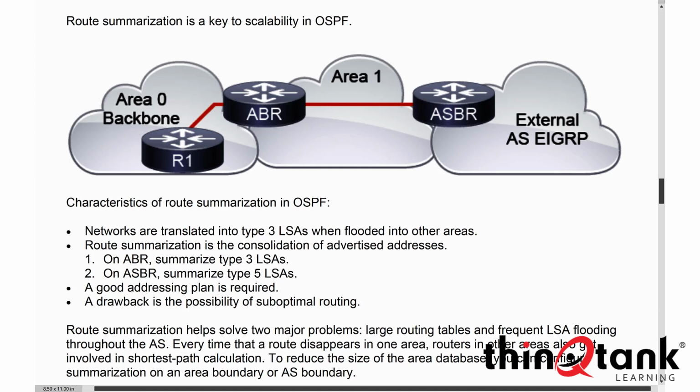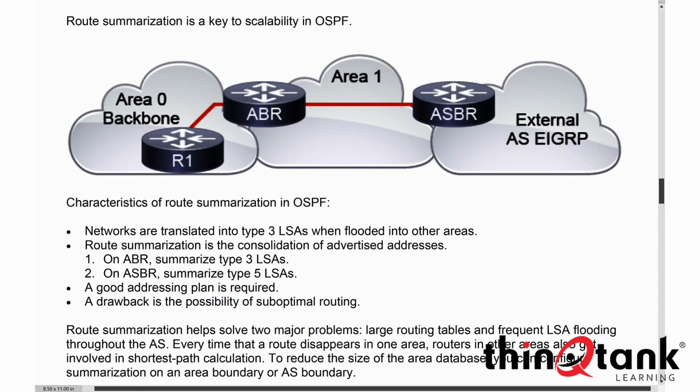Now, in order for summarization to be effective, and in order for us to be able to effectively implement summarization, we have to have contiguous address space, meaning that networks A, B, C, and D might have to be in area 0, and networks E, F, G, and H would be in area 1, and they would be represented numerically in order, so we don't have discontiguous subnets across our enterprise.